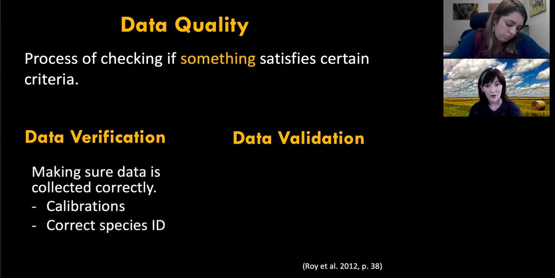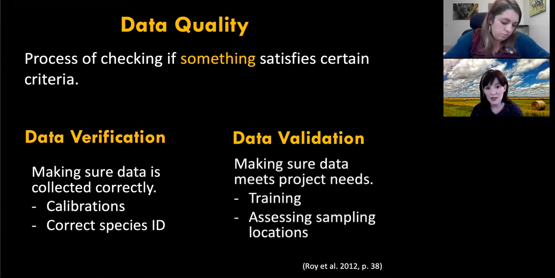Verification is making sure the data is collected correctly. So for example, is the equipment that's being used calibrated, or are the identifications that your volunteers are making of species correct? And then on the other side, carried out alongside verification or after, would be validation. That's making sure that the data actually meets the project's needs. So that would involve higher-level things like training of volunteers, or actually going to sampling locations and assessing them to make sure you're getting at the project's outcomes. So that's a little bit higher level and looking at the data a little differently.